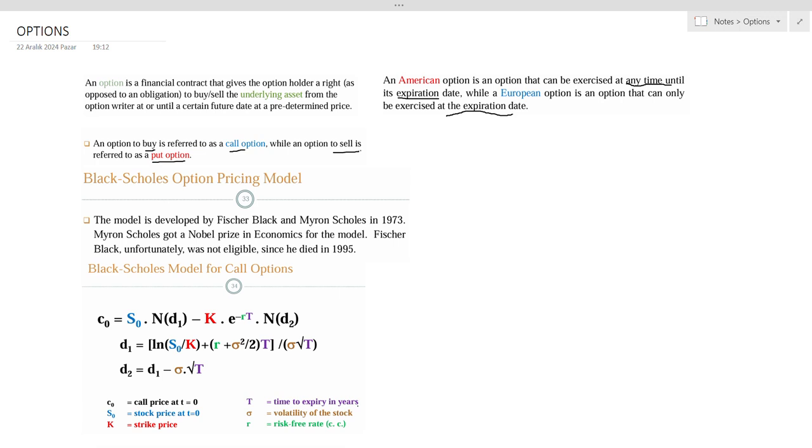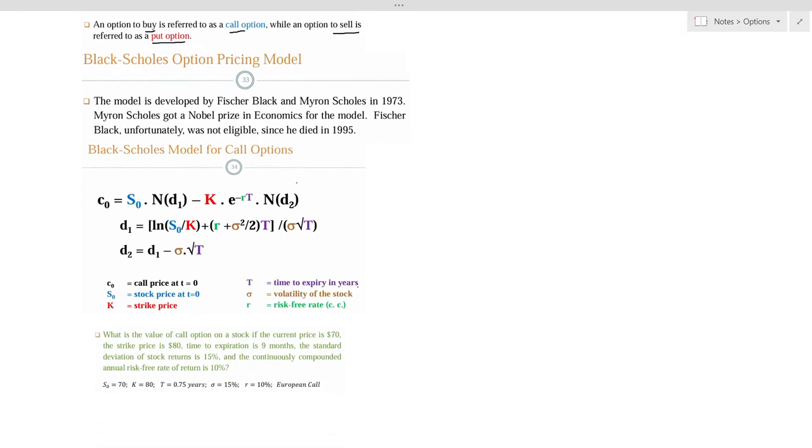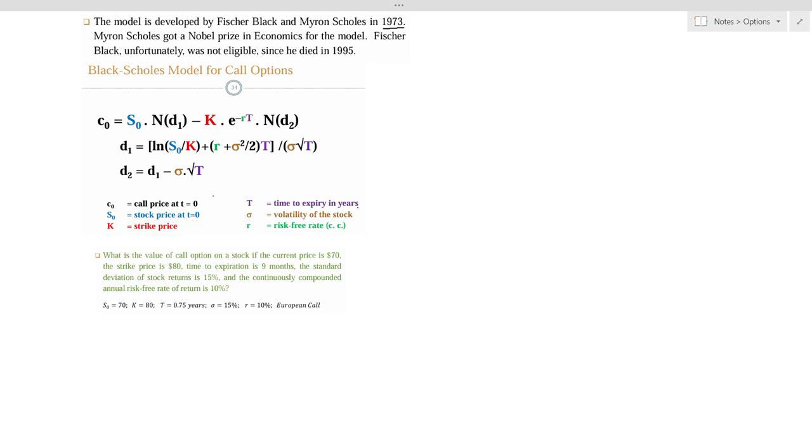Now let's start to talk about the Black-Scholes option pricing model. The name of the model comes from the developers. The model was developed by Fischer Black and Myron Scholes in 1973, and it came with the Nobel Prize for economics. Let's start to explain the model. The equation comes from some differential calculations. I won't explain it in detail, but I am aiming to give an understanding.